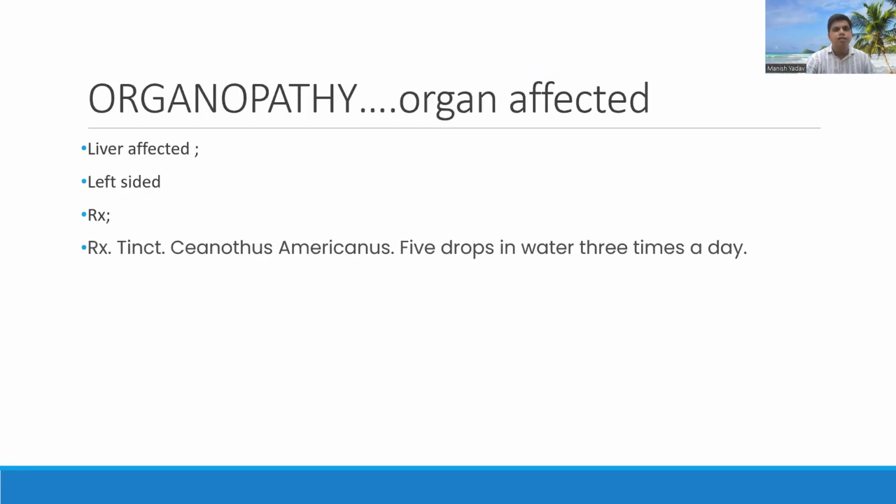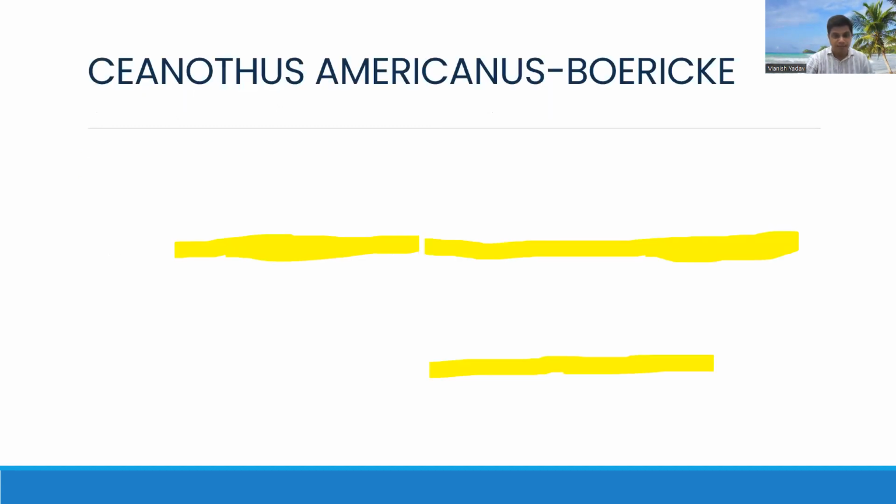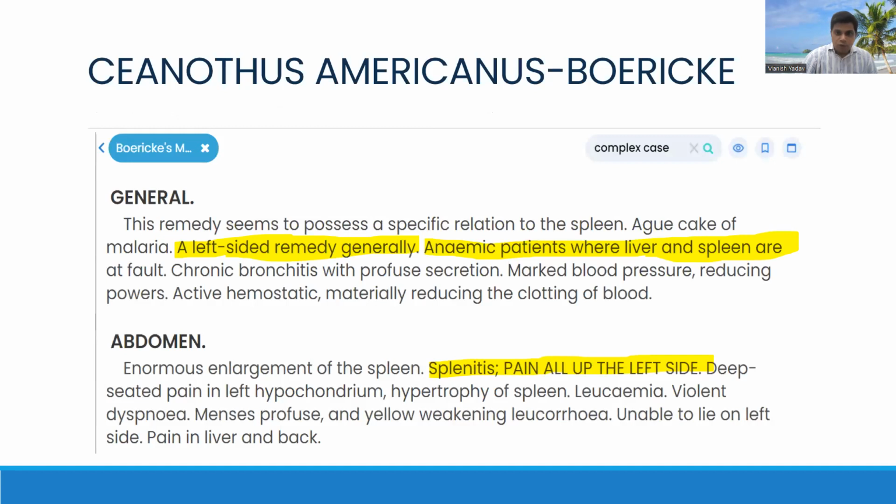Now, when we read Cionanthus, there is one remedy called Chionanthus. That's a different one. This is Cionanthus americanus. And what comes up here is, this is an organ remedy. It is predominantly a left-sided remedy. Anemic patient where liver and spleen are affected. Spleen all up the left side. Pain all up the left side. So everything left side, left side, left side.